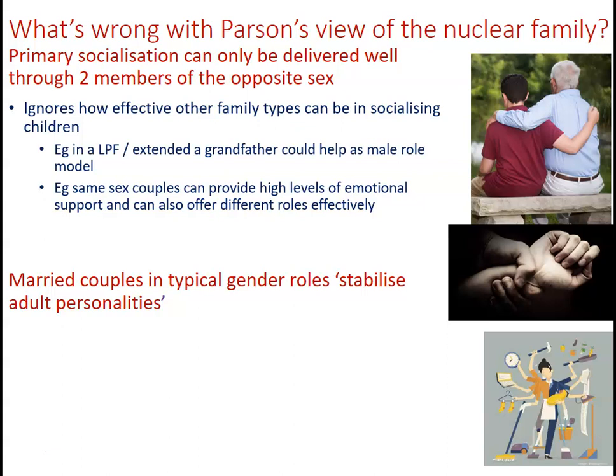And they also really do ignore that even within same-sex couples, they can get a really high level of emotional support from couples that have the same gender. And just because they're of the same gender doesn't mean that they can't provide the different roles effectively. So you could get two women together. One could be a much more authoritarian figure, and the other one could be a kinder, gentler figure. So just because they're both female doesn't mean that they're both going to be the caring, loving, emotional support role model. You could just as easily in a same-sex couple get two different roles, okay? So they can still get that discipline and the care, if you like. And again, same with other family types. They can be just as effective at socialising children.